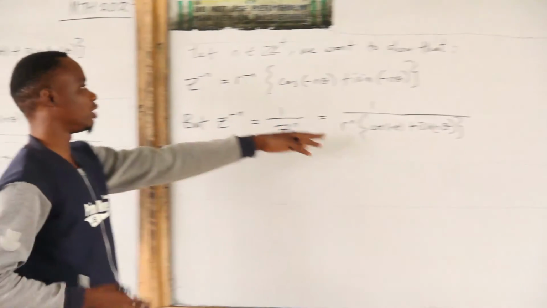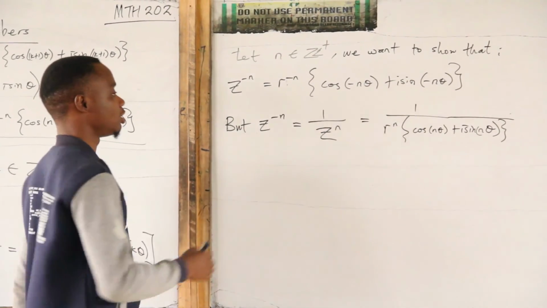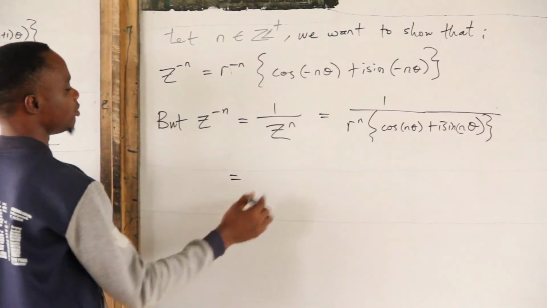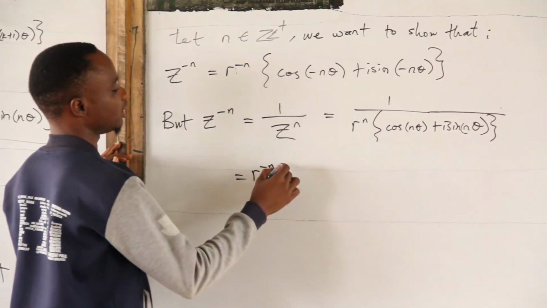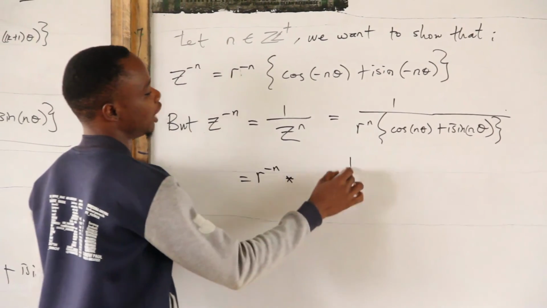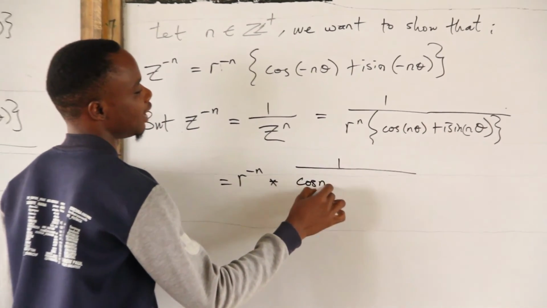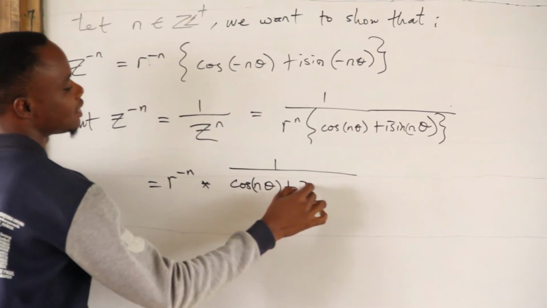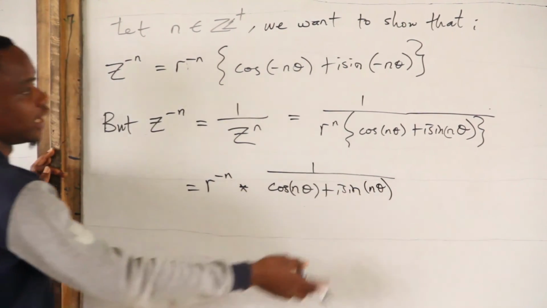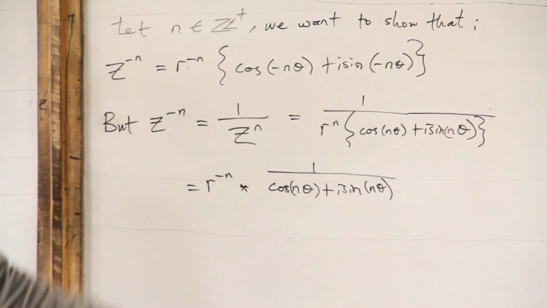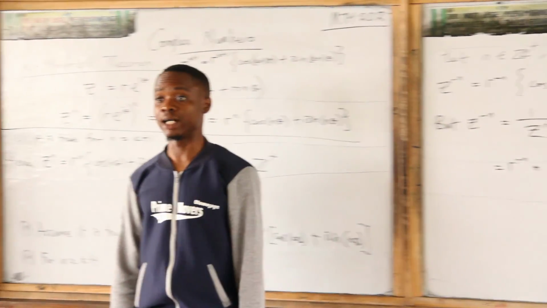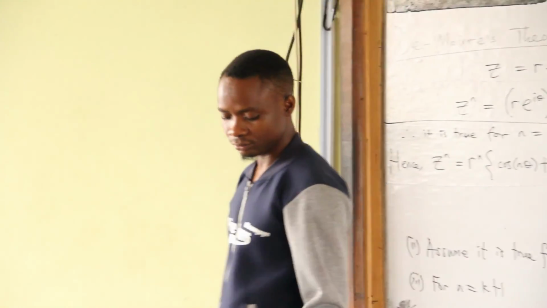So with this, we want to arrive at this at the end of the day. I can bring up the n, that's going to be r raised to power minus n. Is it clear? Then multiply by 1 over cos n theta plus i sine n theta. What is it you are going to do here? Rationalize the denominator. You can rationalize the denominator and see what you're going to get at the numerator. Is it clear? Alright, so do that now. It is a classwork now.